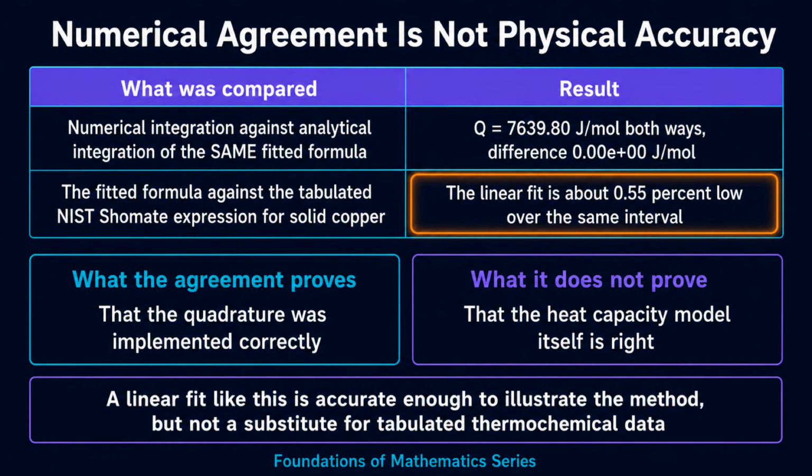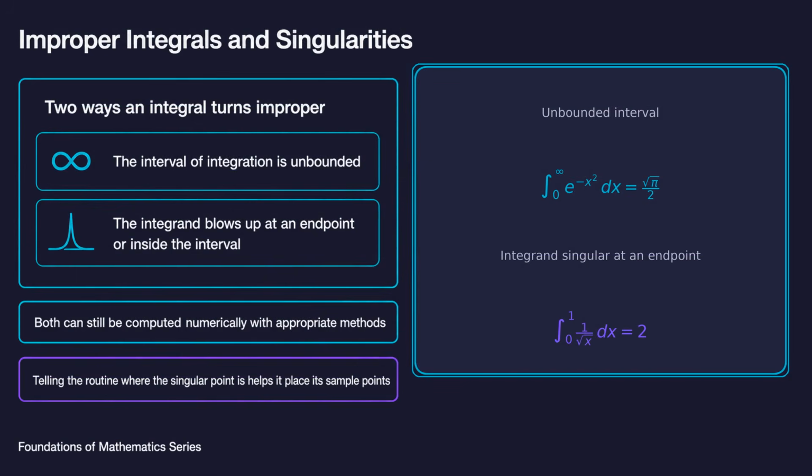Integrating the full tabulated Chamate expression for solid copper over the same interval gives 7,681.83 joules per mole, so this linear fit is about 0.55% low. As the source puts it, that is accurate enough to illustrate the method, but not a substitute for the tabulated thermochemical data. One last practical topic.